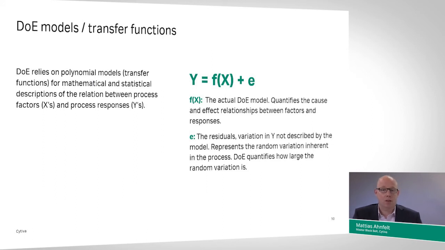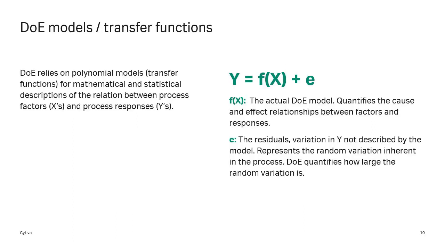We already talked a lot about the models and the transfer functions, and this equation here is the classical way to describe in a simple equation how design of experiments or regression in general breaks up the observed variation in our experiments that we perform. That would be the Y. That's the total variation we see in our experimental runs. We break it up into two parts.